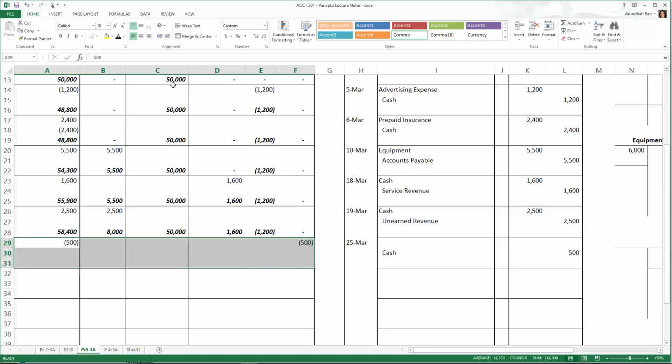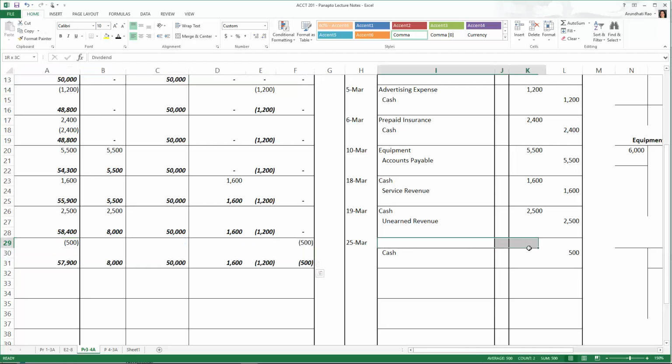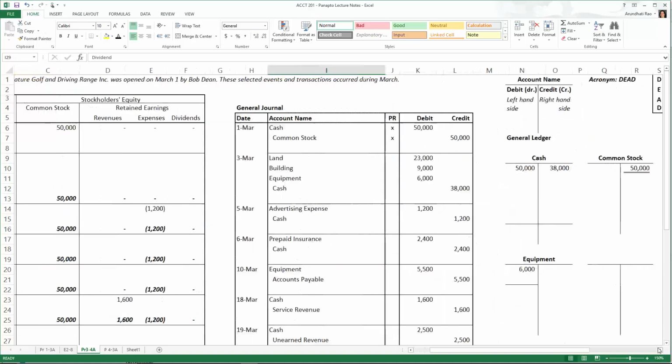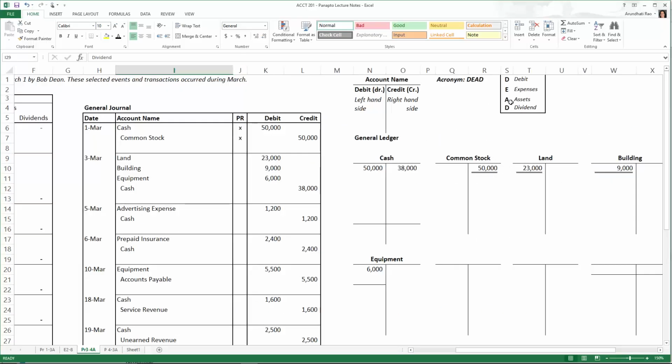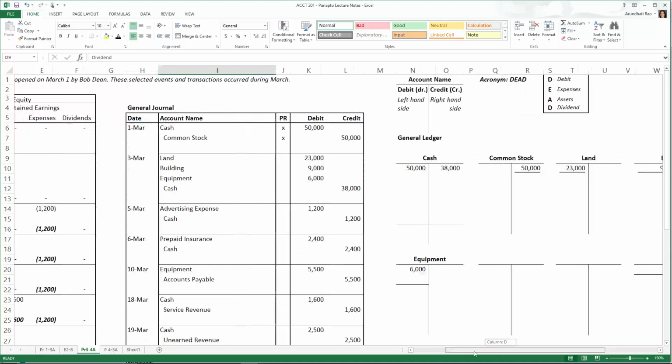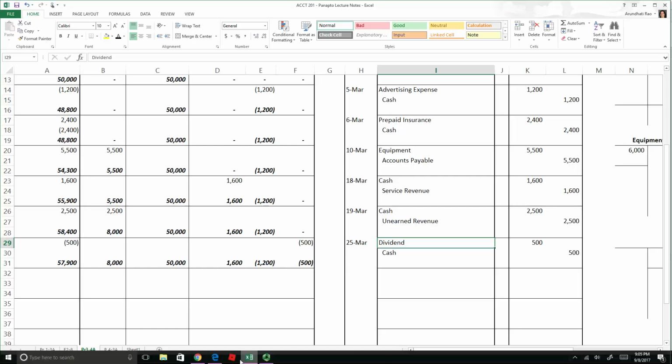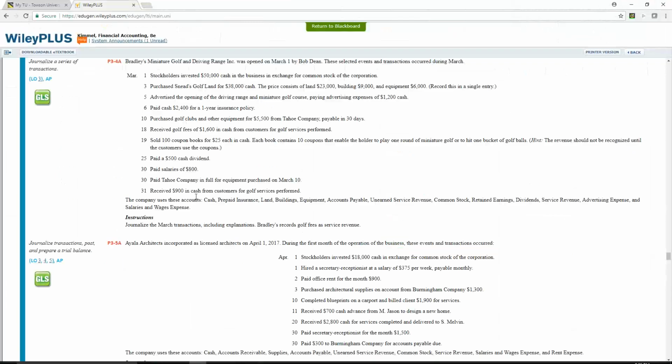And once again, just to refresh our memory, dividends have to be debited. Remember the acronym I had showed you earlier? DEAD: debit all expenses, assets, and dividends to increase them. So dividends, we paid dividends, which means it increased. So we have to debit dividends. The only reason I put this in parentheses over here is to indicate it's going to reduce my retained earnings. Okay, let's go back to the problem and see what next.